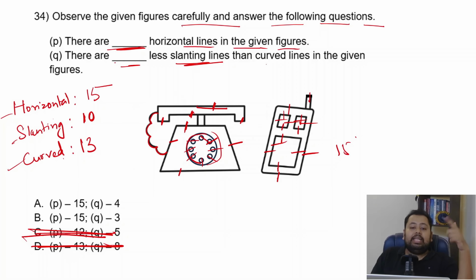And how many fewer slanting lines than curved lines? It is nothing but 13 minus 10, which equals 3. So option number B is your correct answer. Hope you got this one correct. If you did, give yourself a star.